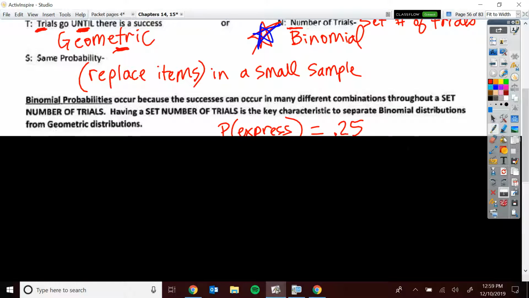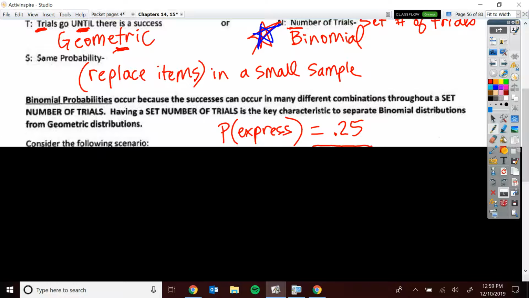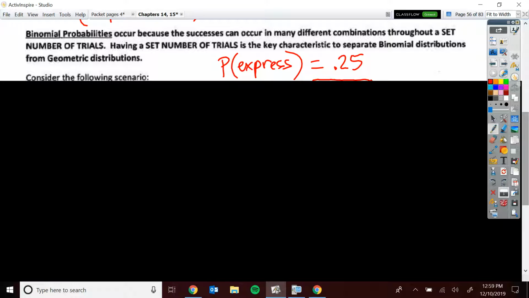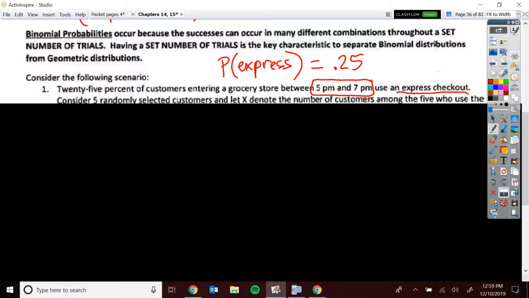All right, let's go on to today's and talk about what is so special about the binomial. All right, so we know we have this situation.